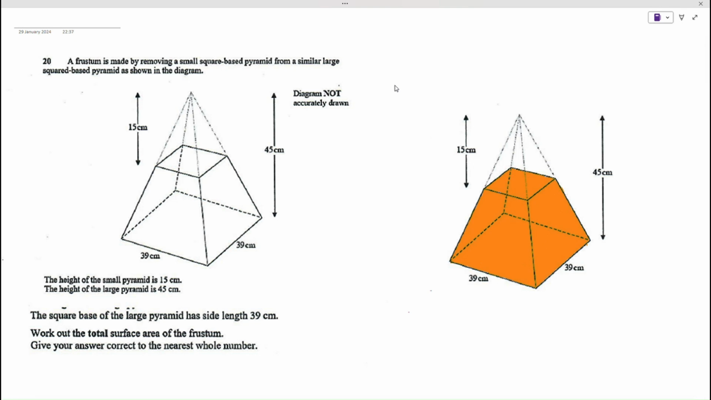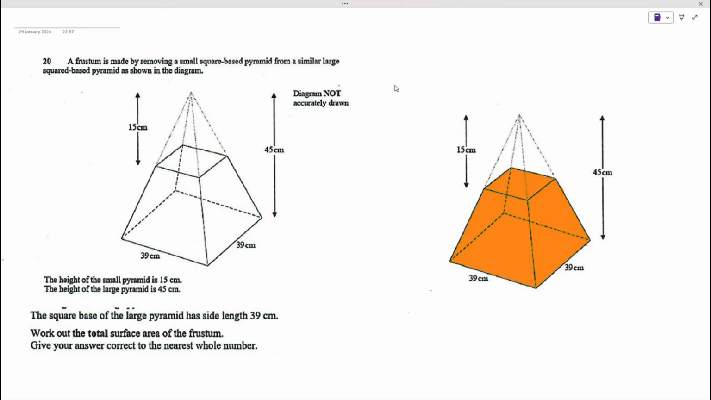In this video, we will be going over a GCSE question regarding the surface area of a frustum. So, on the left we have our question. A frustum is made by removing a small square-based pyramid from a similar large square-based pyramid as shown in the diagram.